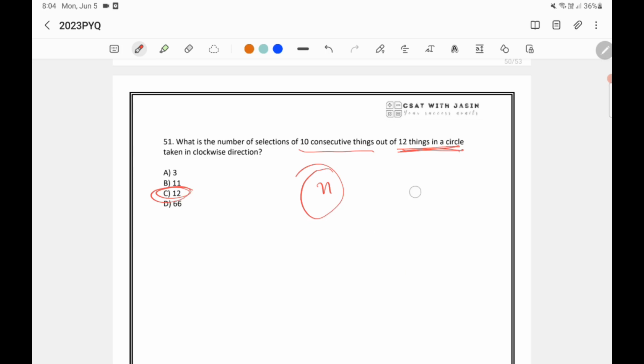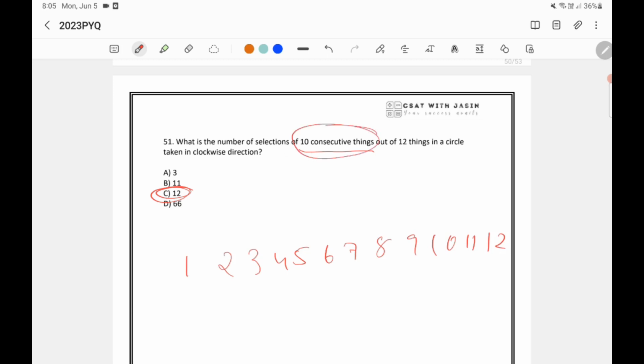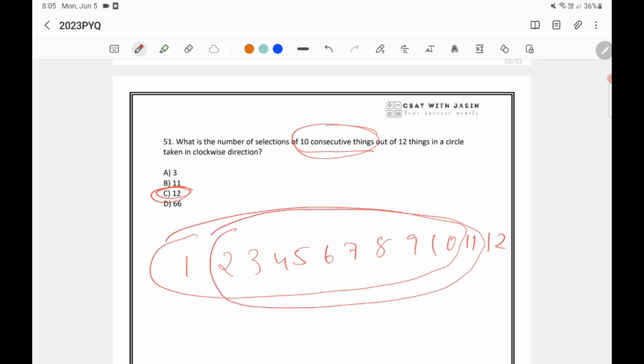Now if the same question is about 12 things in a row, that means 1, 2, 3, 4, 5, 6, 7, 8, 9, 10, 11 and 12 in a row, and it is asked what is the number of selections of 10 consecutive things, then it will not work like that. I can select 1 to 10, this is 10 consecutive things. I can select like this, this is also 10 consecutive things, and I can select starting from 3. This is the only possibility.